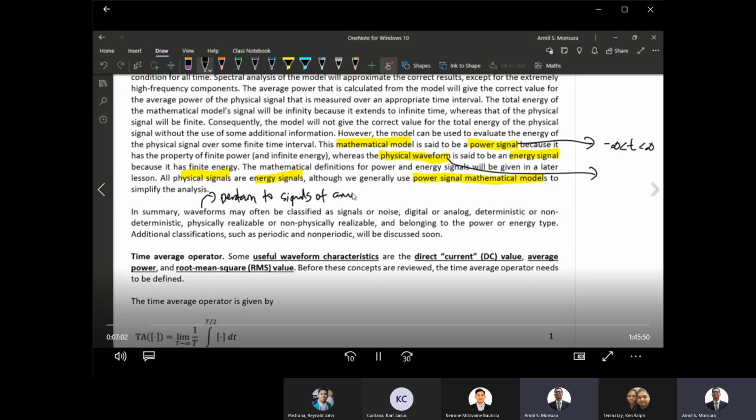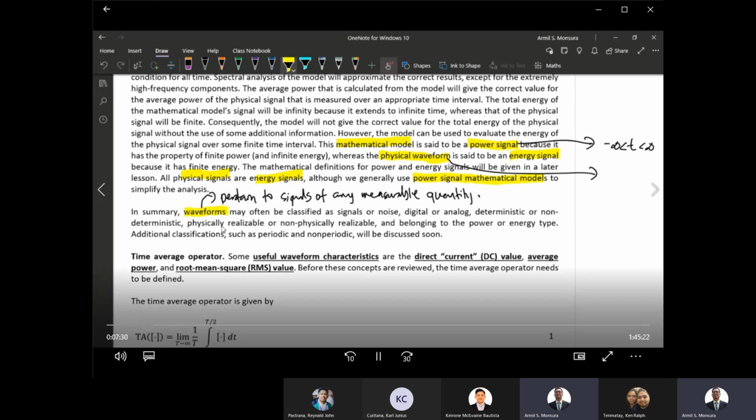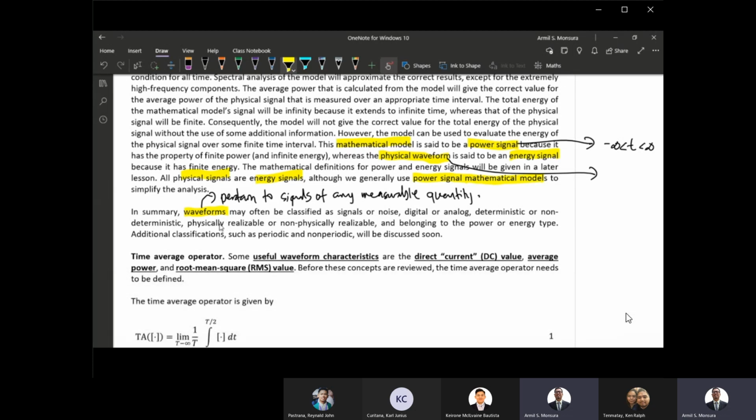Signals of any measurable quantity. Which means we'll use the term waveform pag hindi natin alam kung ano yung mini-measure, hindi tayo particular with the quantity that the signal is measuring. Okay? Pero kung alam natin siya at kung particular tayo at kailangan talaga yun ang i-measure natin, say for example, we say voltage waveform, or current waveform, then we will use those terms. Pero kapag hindi naman tayo masyadong particular, then we will use simply waveform.